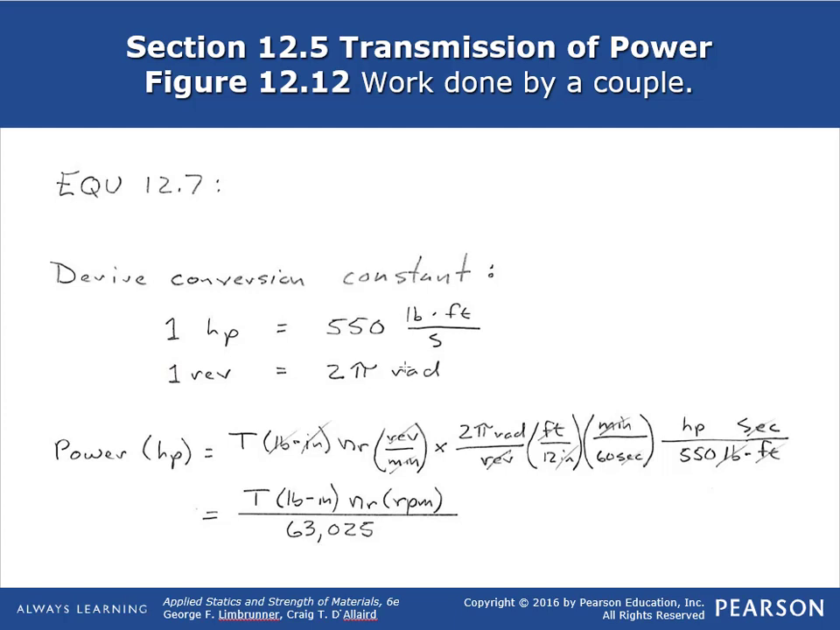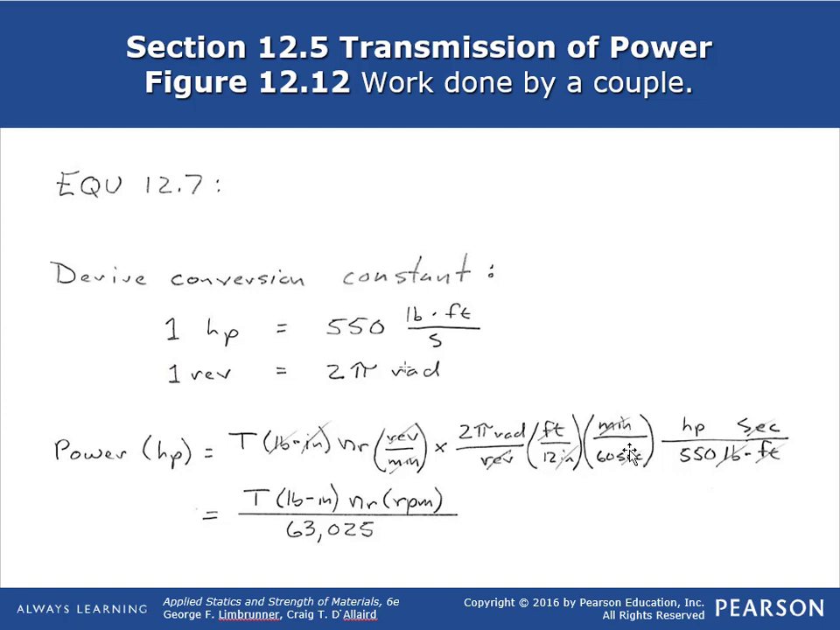So we know that 1 horsepower equals 550 pound-feet per second, and we also know that 1 revolution equals 2 pi radians. So I'm going to start with equation 12.7. I have torque in pound inches times speed of the shaft in revs per minute. We're going to get that into a dimensionless quantity of radians, and we know that there are 2 pi radians per revolution. Then I'm going to convert my inches into feet. So for every foot, there are 12 inches.